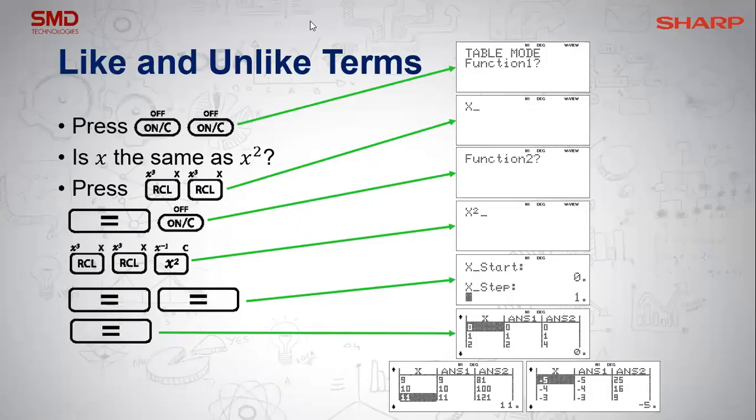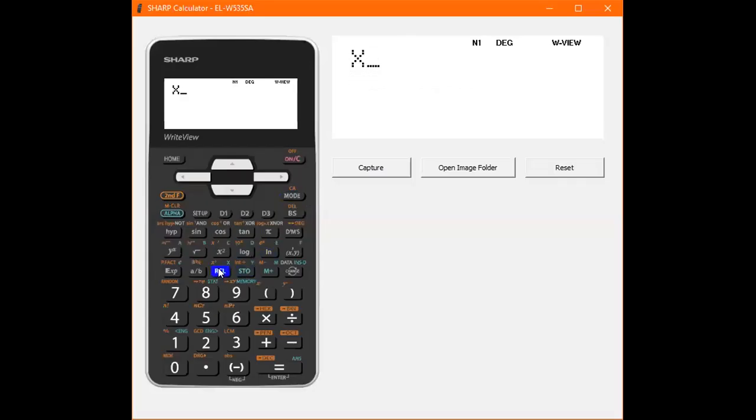Now you can also use this to explain like and unlike terms. So again, in our table mode, I can put in an X, and this is often one that gets confused. And in function 2, I'm going to put in an X squared. Now, students often assume that X and X squared are exactly the same. And that's actually not true, because X squared is actually X times X.